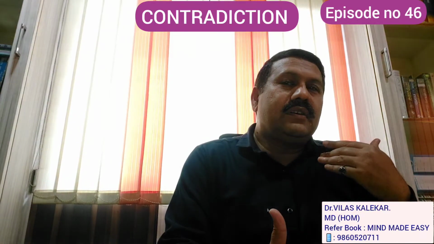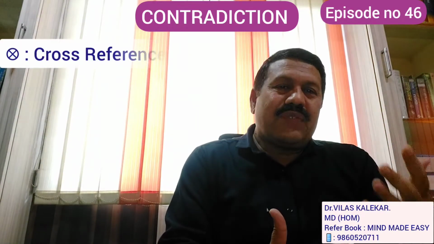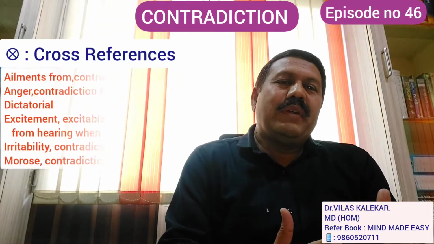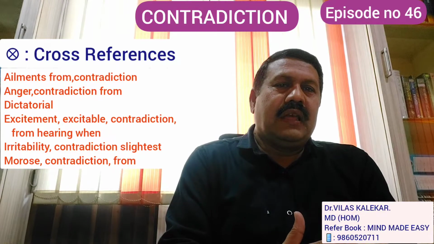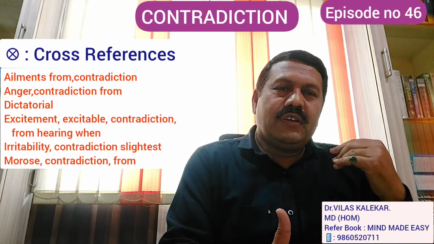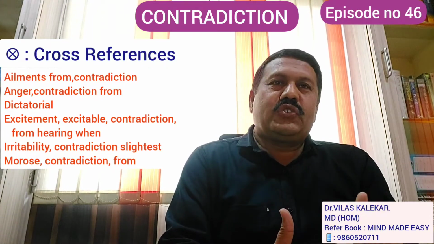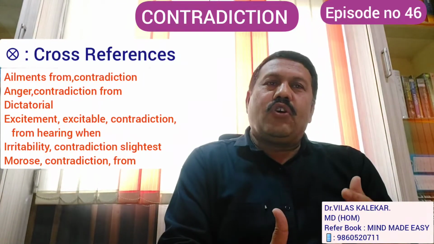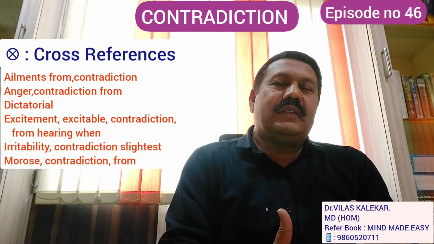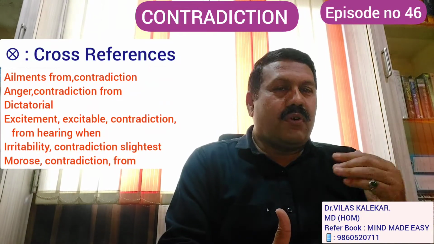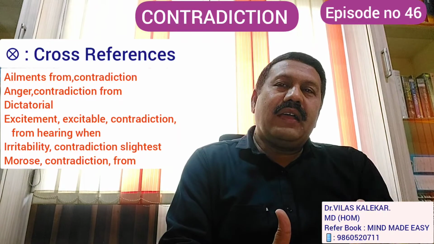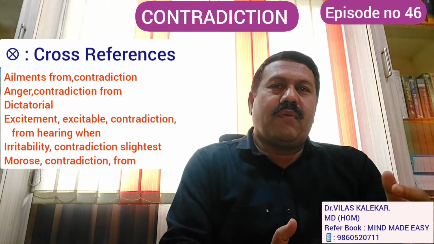Now we'll see the cross references for contradiction. First is elements from contradiction. Elements means to develop bodily disorder for, or a cause for, complaining. This is elements for.